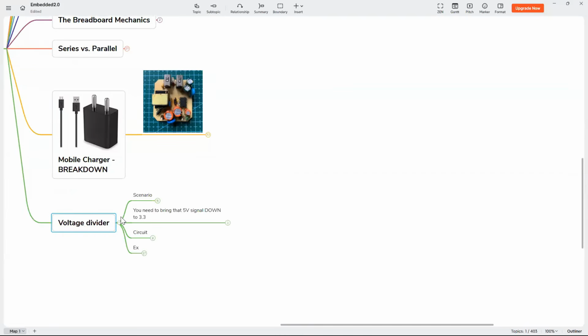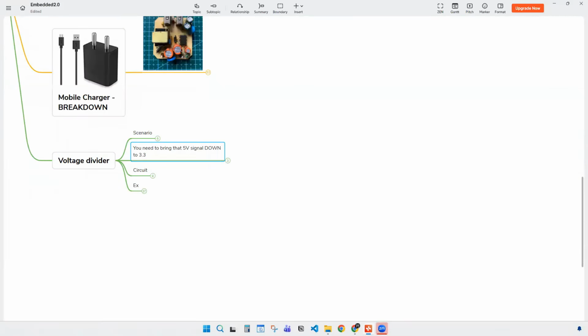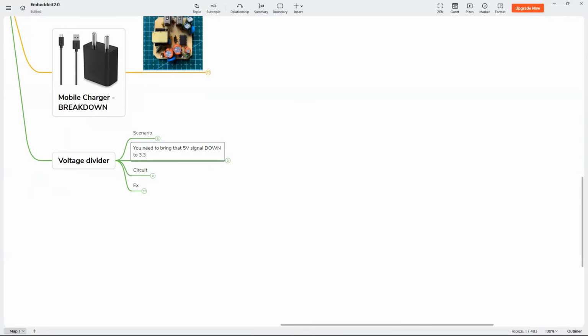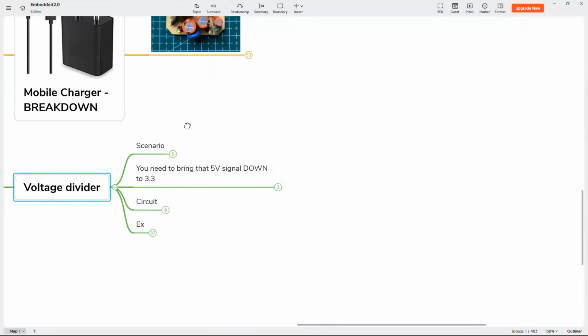So what is this voltage divider? It is a very real-life scenario which a lot of people face as a problem. That's why I am going to discuss this voltage divider right now. So first of all, when do I need to go for the voltage divider? That is what we are going to do.